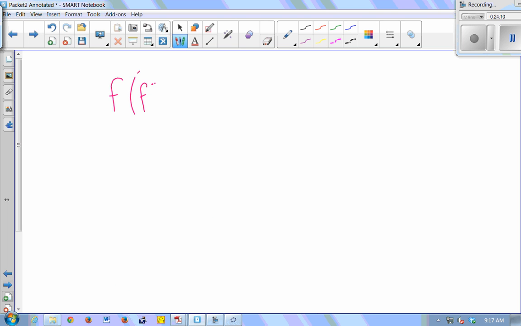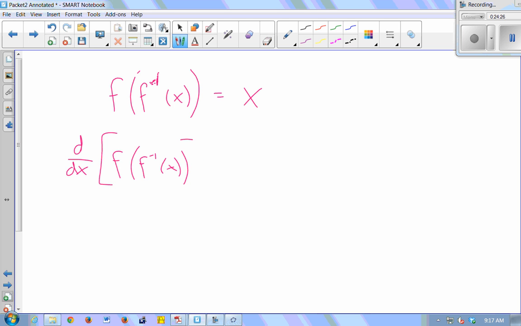f of f inverse of x equals x. Take d dx of both sides. Okay, so the right side's easy. d dx of x is 1. And the derivative of a composition is the derivative of the outside. My outside function is f, so this is going to be f prime.